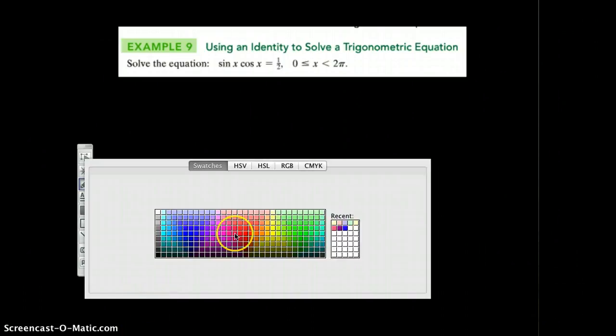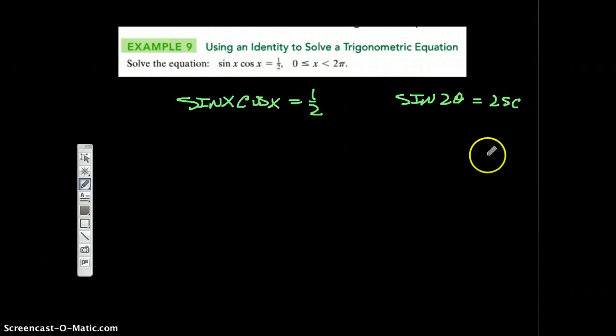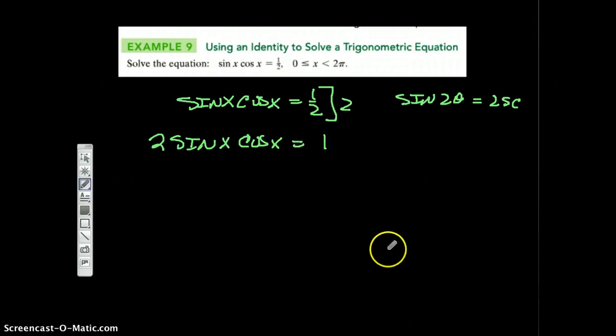All right, let's take a look at a new problem. Use an identity to solve. Let's copy the problem here. Sine x cosine x is equal to 1/2. I have a double angle formula for sine of 2 theta. It's 2 sine cosine. Hey, I got an idea. What if I multiply both sides by 2? That would be 2 sine x cosine x is equal to twice 1/2, which is 1. And I also know that this is equivalent to sine of 2x, a double angle identity, and that's equal to 1.